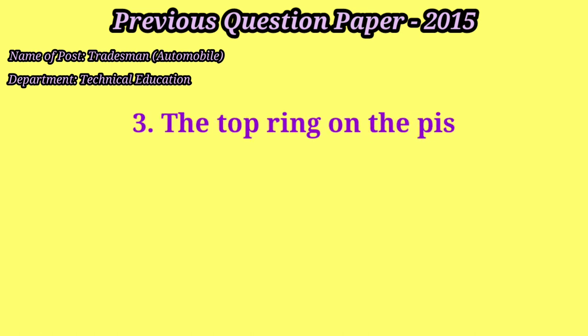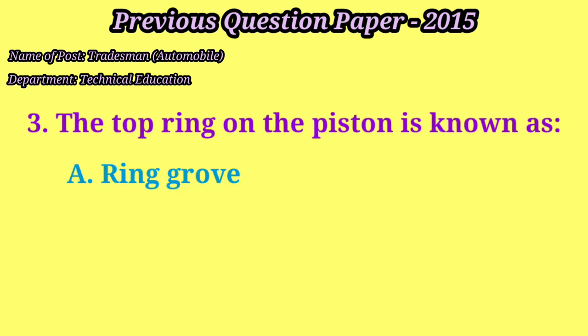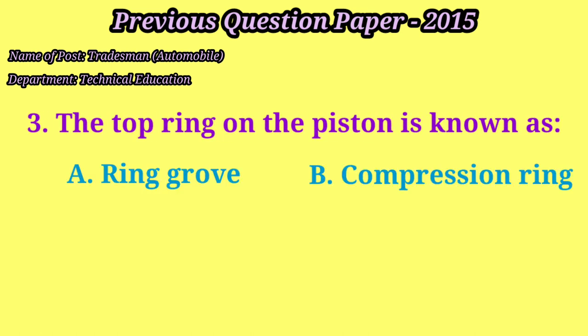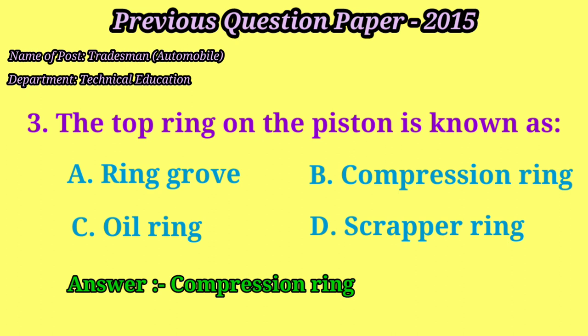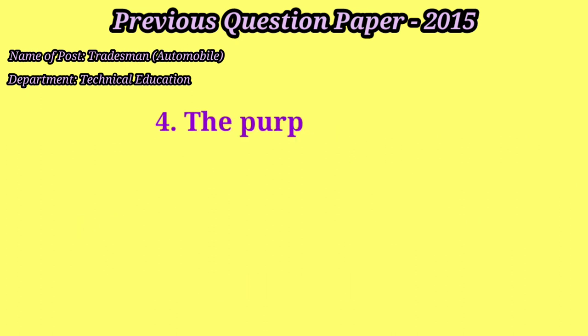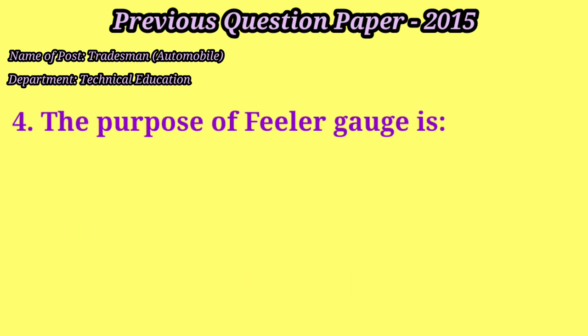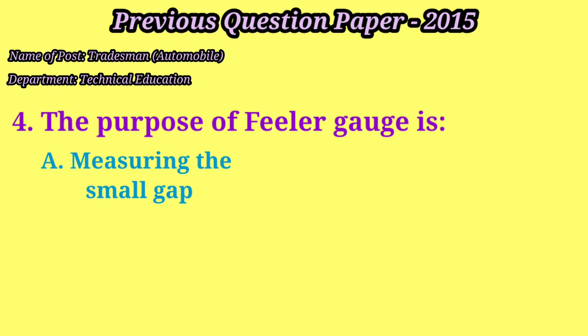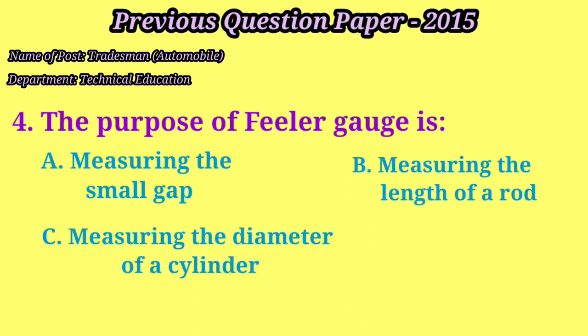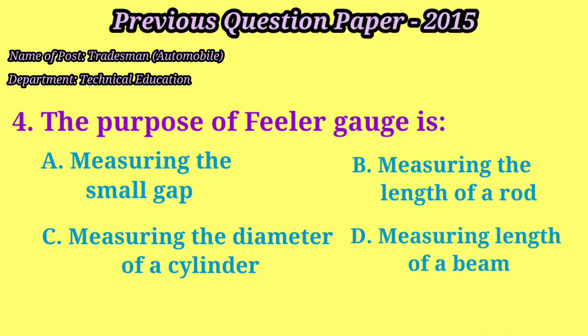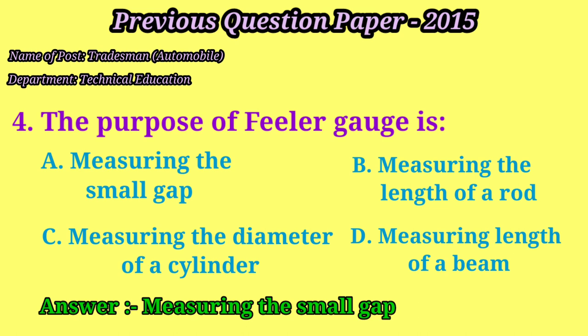3. The top ring on the piston is known as A. Ring groove. B. Compression ring. C. Oil ring. D. Scraper ring. Answer: Compression ring. 4. The purpose of feeler gauge is A. Measuring the small gap. B. Measuring the length of a rod. C. Measuring the diameter of a cylinder. D. Measuring length of a beam. Answer: Measuring the small gap.